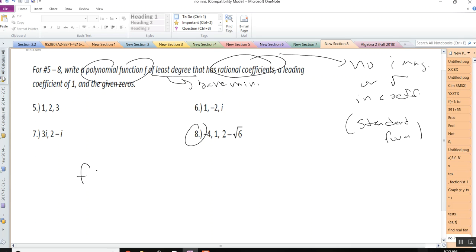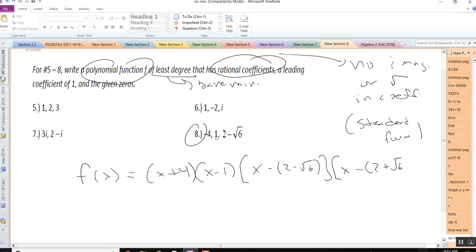So if you're told that -4 is a zero, you have to have x plus 4 as a factor. It's just x minus the number you see there. Likewise with 1, we're going to do x minus 1. And then you're going to do x minus 2 minus root 6. And you have to do the conjugates, because if we don't, then you're not going to get rational coefficients. So you have to do the opposite of 2 minus root 6, which is 2 plus root 6.